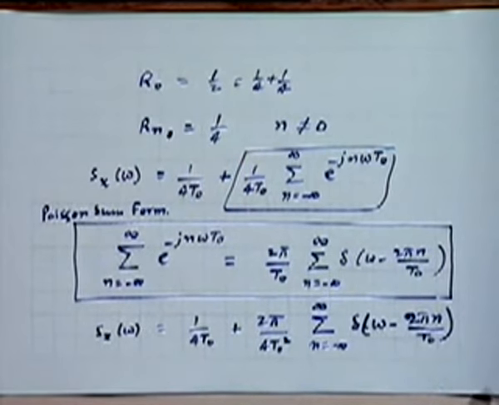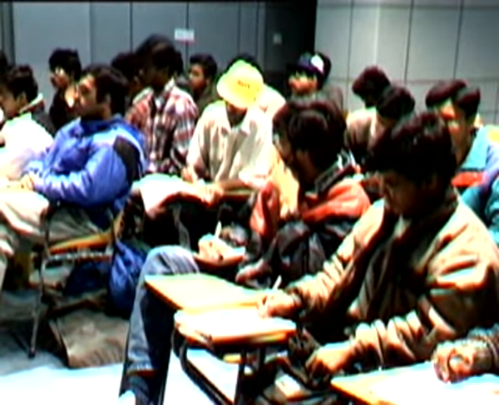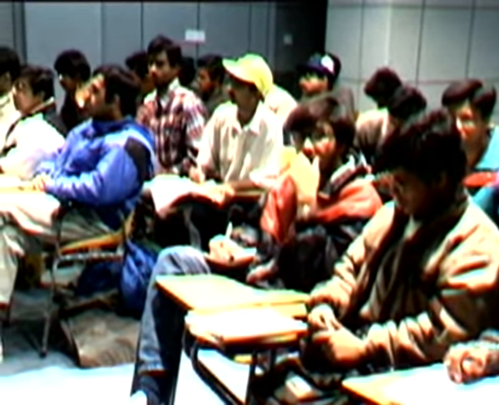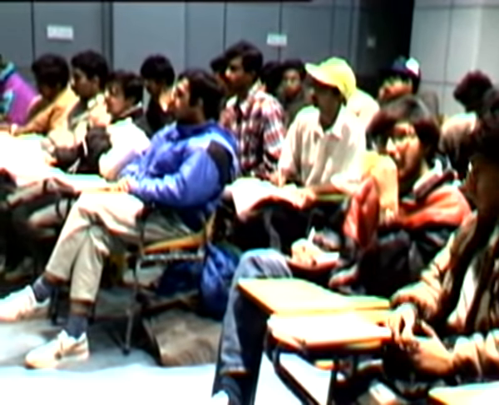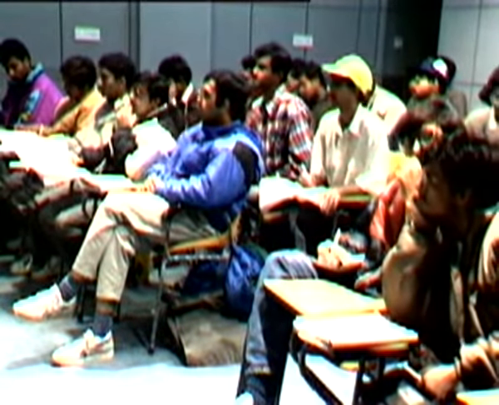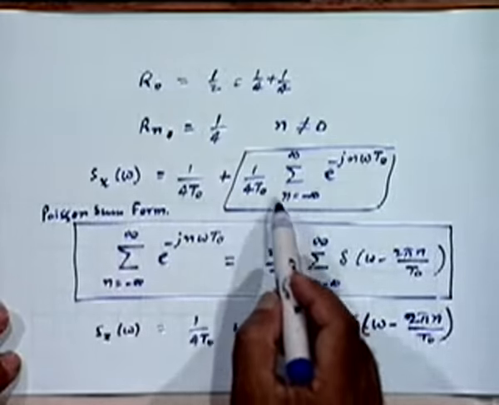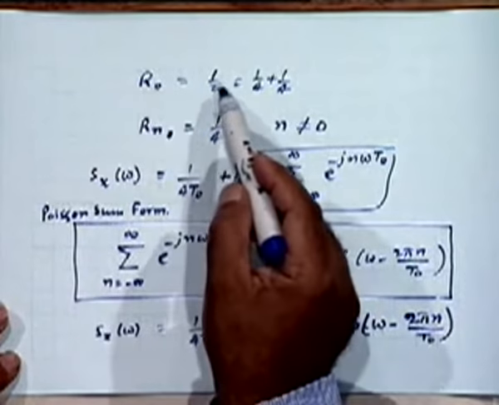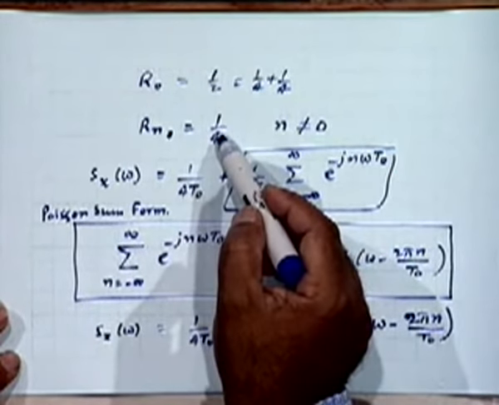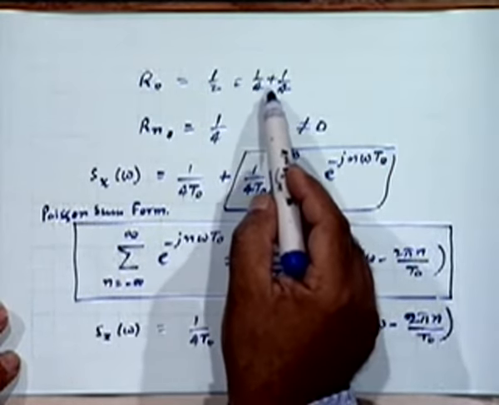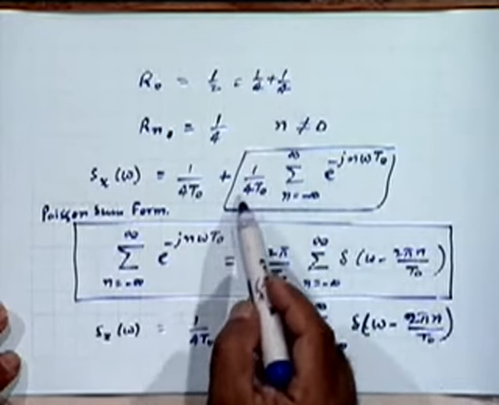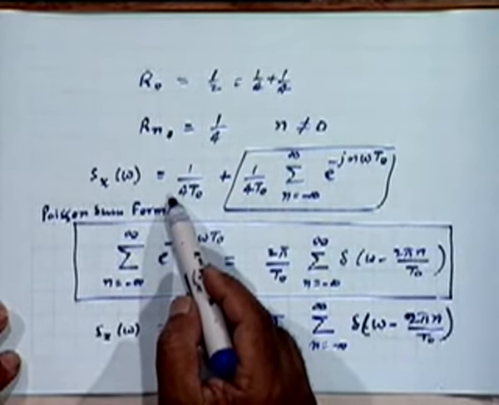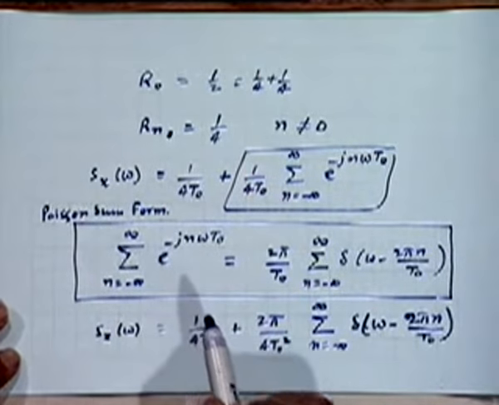Yes, you have a question? Isn't Sx omega equal to 1 by T0 summation of Rn e to the power minus jn omega T0? Where do you get that constant term in Sx omega? This term? Yes, sir. I just told you. For putting it like that, I must have all the Rn's equal, but my R0 is half, others are 1 by 4. So I am splitting this one into 1 by 4 plus 1 by 4, taking one of the 1 by 4's out and writing it like that. Alright? Any other doubts?